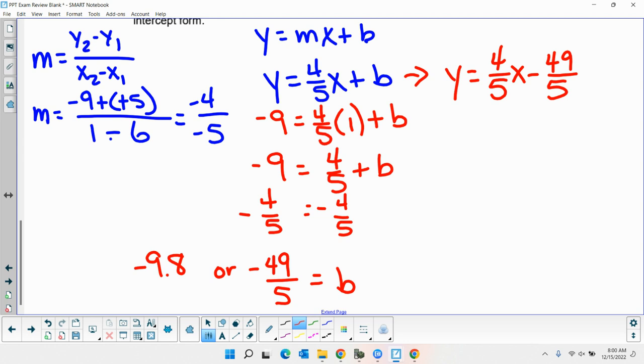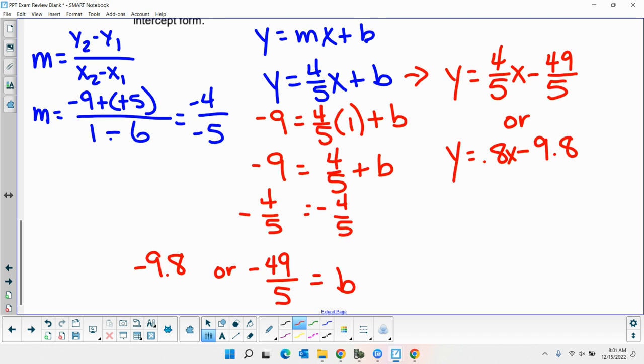Or, like I said, 4/5 is 0.8. If you want to do the decimal route, you could write 0.8x minus 9.8. Oh, don't forget the x, though. So decimals are fine, too. I don't care. Both work.